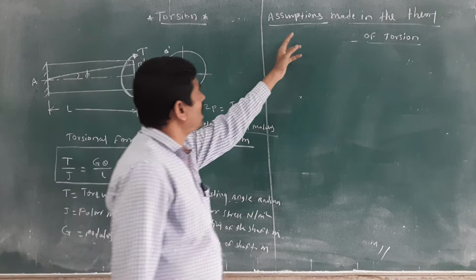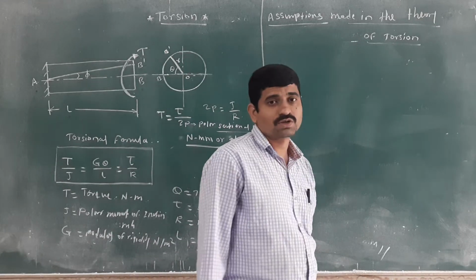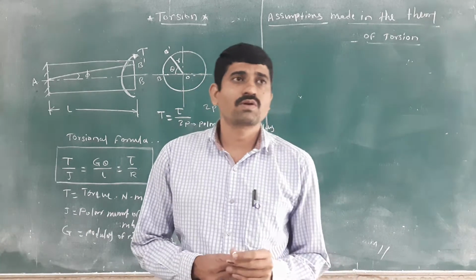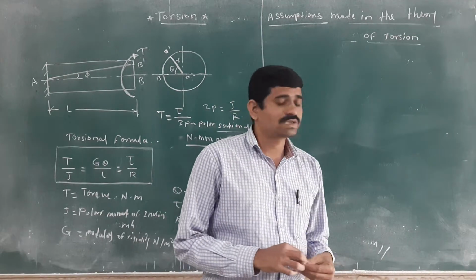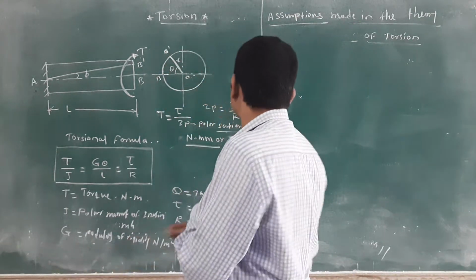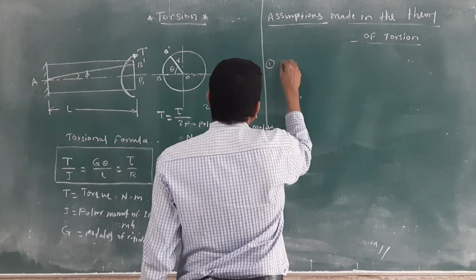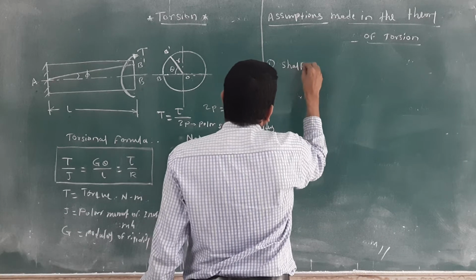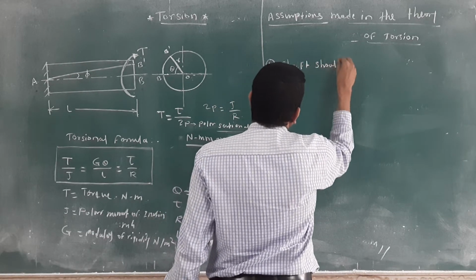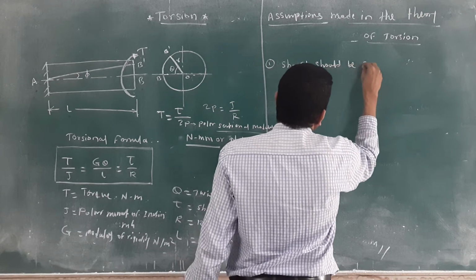Next are the assumptions made in the theory of torsion. There are some assumptions made before going on to solving the numericals. You have to consider: the first assumption is that the shaft should be perfectly straight.